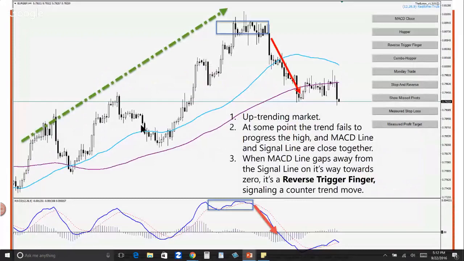Let's look at some charts. Here we had an uptrending market. The market was working an uptrending pattern for a length of time. At some point, the trend fails to progress, and the MACD line and the signal line are close together, kind of coming closer together, right on top of each other, really struggling to make a move. But at this point in time, when the MACD line crosses the signal line going towards home, going towards zero, it's gapping away from the signal line as it heads towards zero. This is a reverse trigger finger, and it signals that we have a counter trend move happening with momentum.